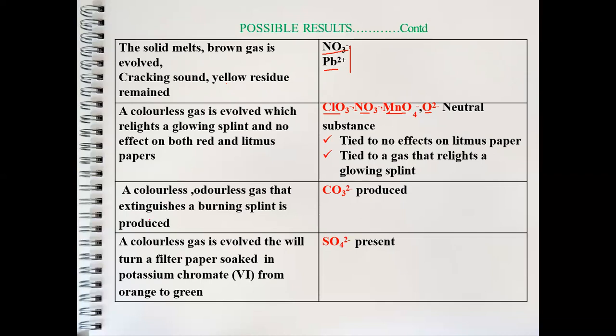A colorless and odorless gas that extinguishes a burning splint is produced. That is the carbonate ion, where we get carbon dioxide gas. A colorless gas evolved that turns a filter paper soaked in potassium dichromate from orange to green indicates the sulfite ion, which produces sulfur dioxide gas. So that is that. We will continue with this later.